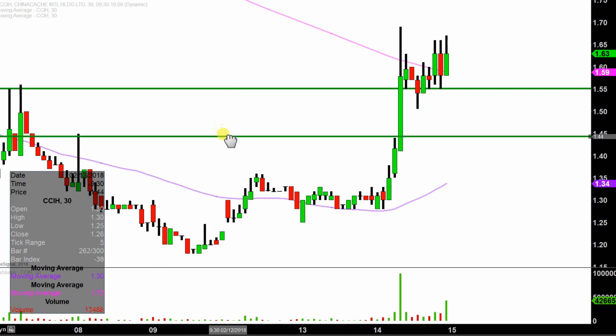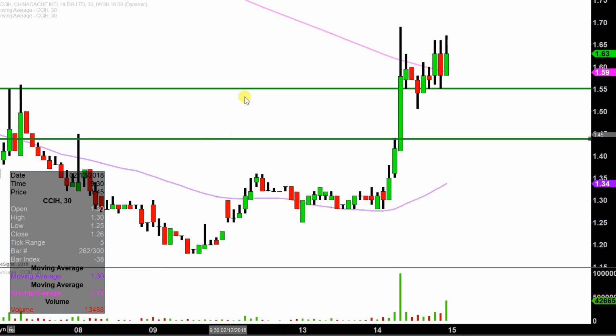Next level of support after that would be this previous breakout point right here around the $1.44, $1.45 mark. So near term, $1.55, $1.44.